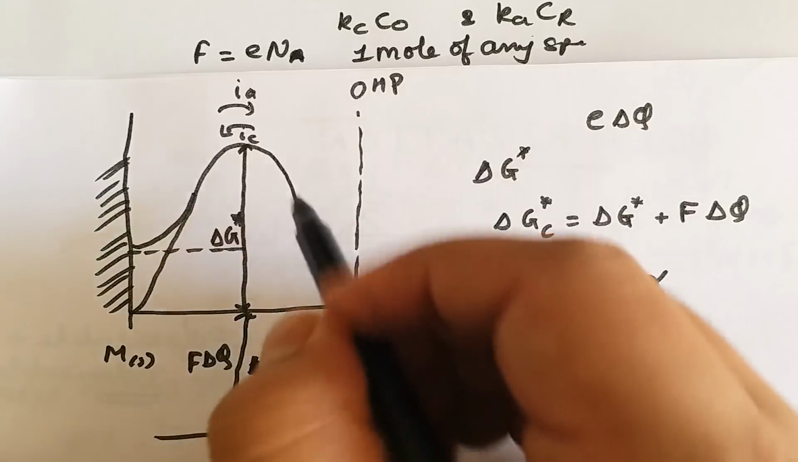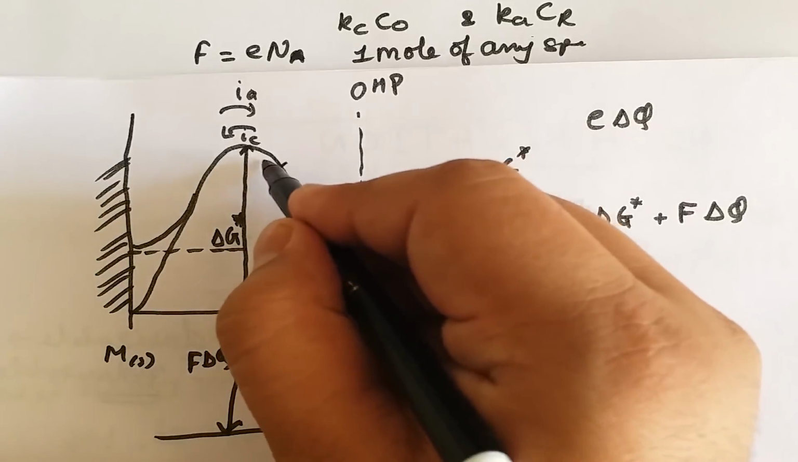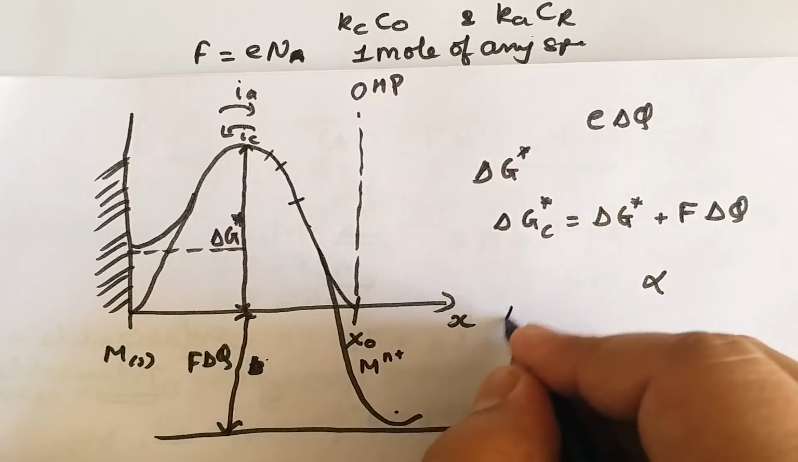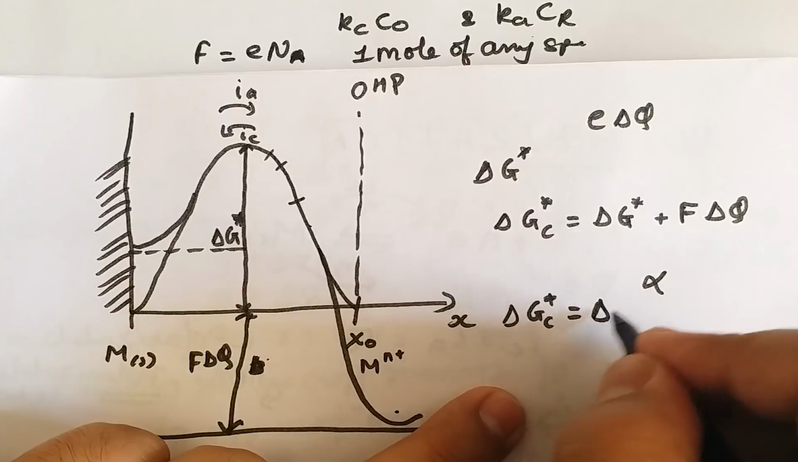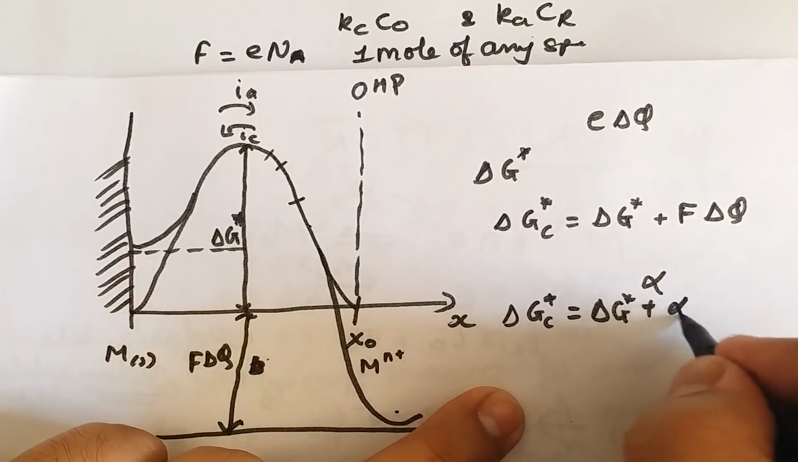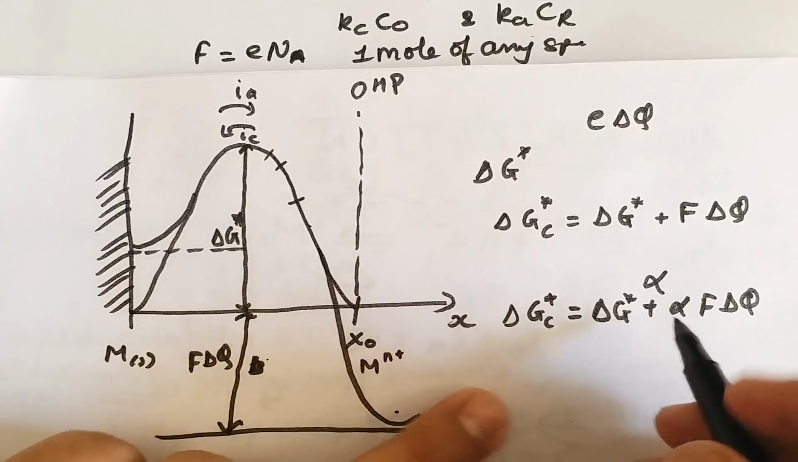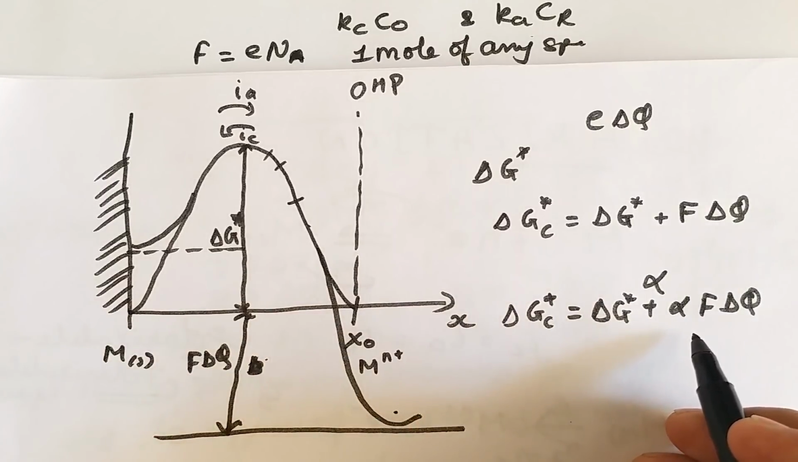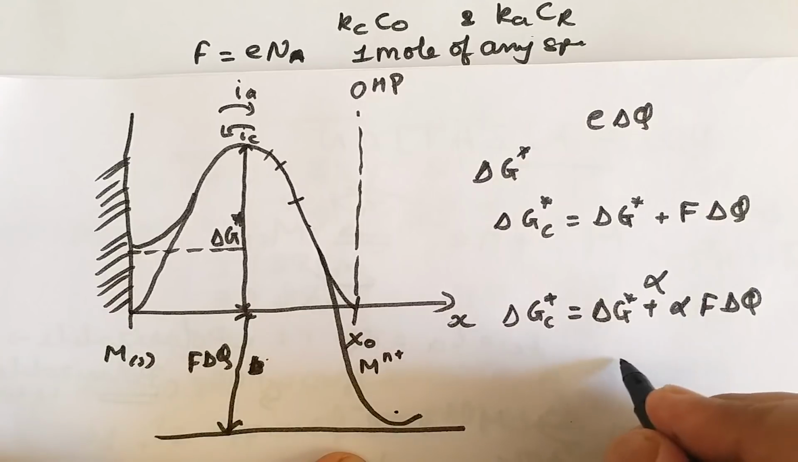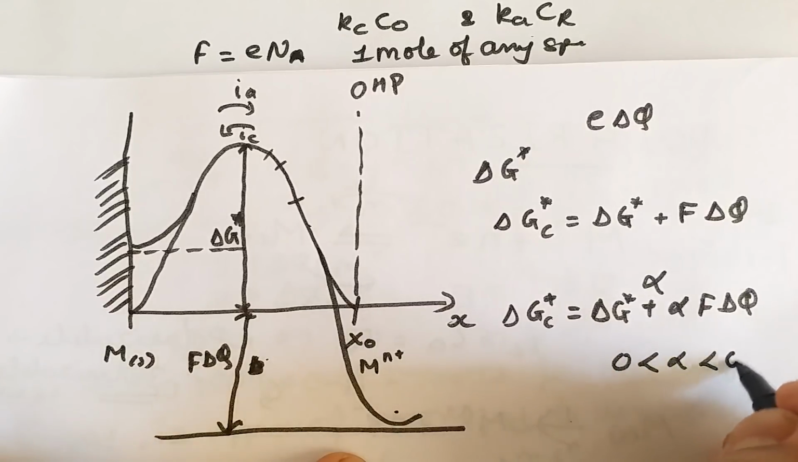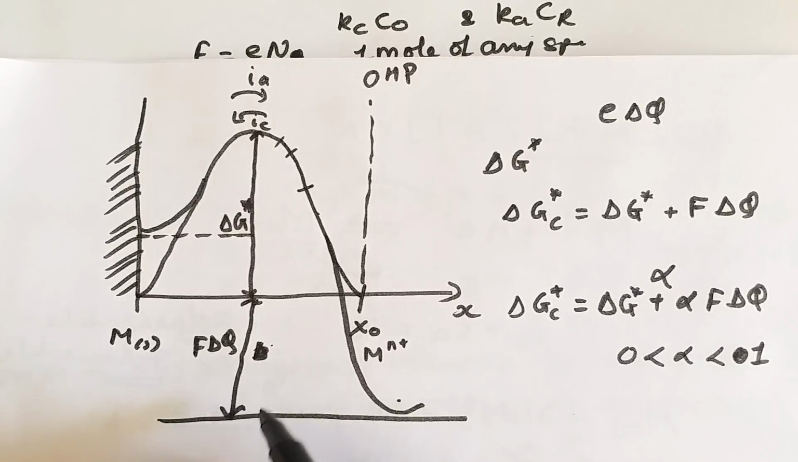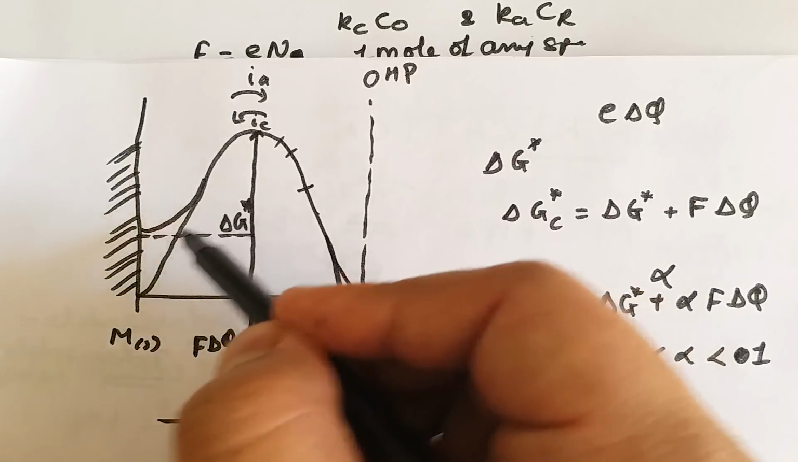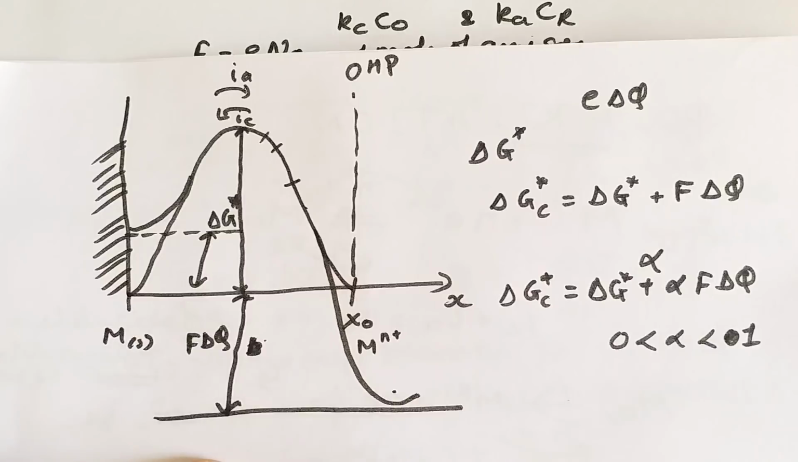So with the help of the symmetry factor, we will be able to know where in this path we actually are. So our representation will be ΔG*c = ΔG* + αFΔφ, where α is our transfer coefficient or symmetry factor, and generally the value of α lies between 0 and 1. So for the cathodic process this much more work is to be done, whereas for the anodic process this much less work has to be performed.